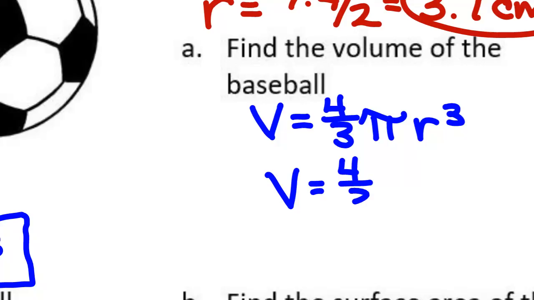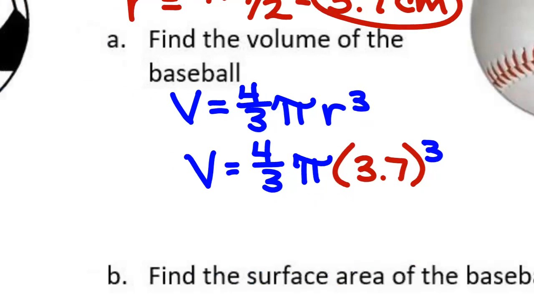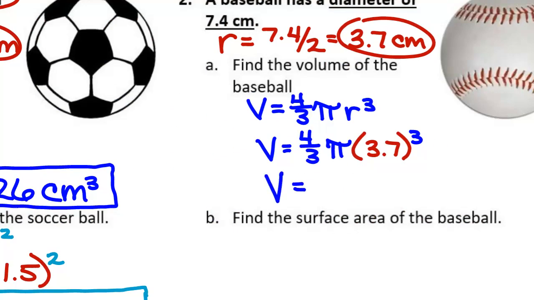So we have 4/3 times pi times 3.7 cubed. Does anybody remember what button you push on the calculator to be able to put in the cubed? It's above the square root sign. It's called a caret. It looks like the top part of a triangle or like the end of an arrow.